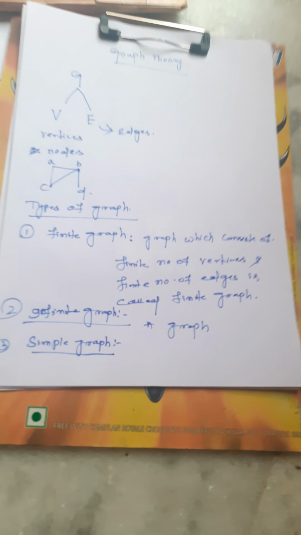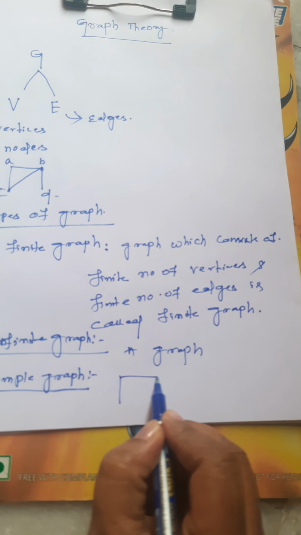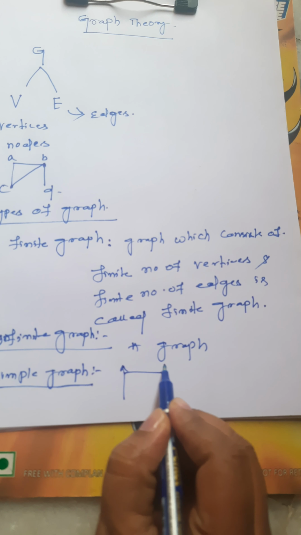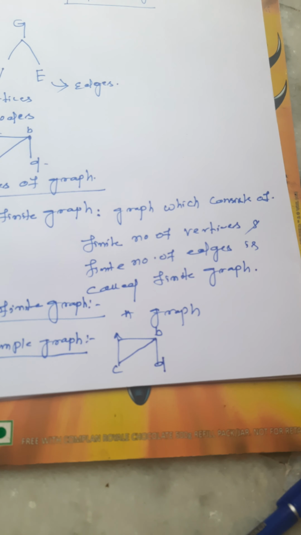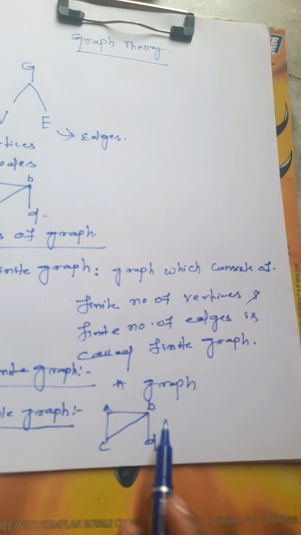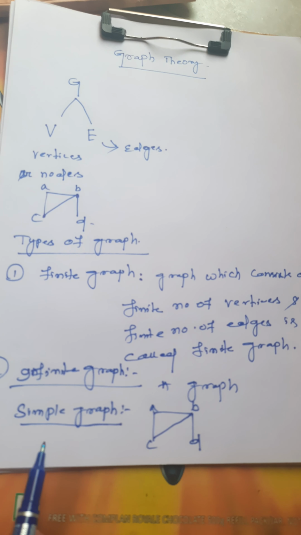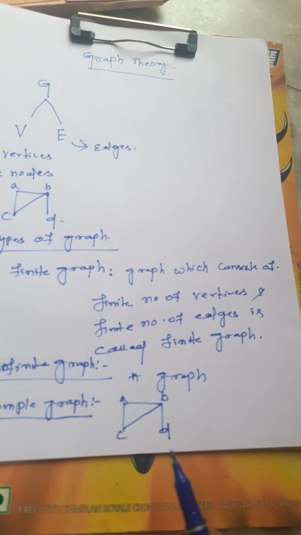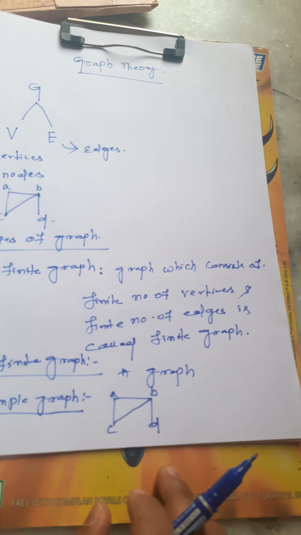What is a simple graph? First, look at the graph. Suppose it is a graph A, B, C, D. It is a graph. Here how many vertices? Here 4 vertices are present. Also here 4 edges. So first definition, simple graph: a graph in which each edge connects different vertices.